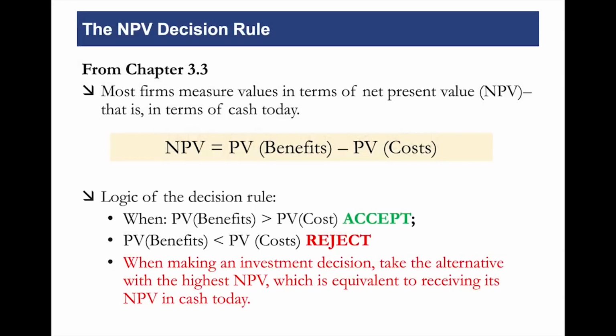So the net present value rule for standalone projects. Well, we're going to start by refreshing ourselves on net present value, or NPV. The net present value measures the net value of a stream of cash flows in terms of cash today. So if I were to make an investment decision, we would want the benefits of the investment to be more than the costs. This is the same logic that applies to any decision you make.